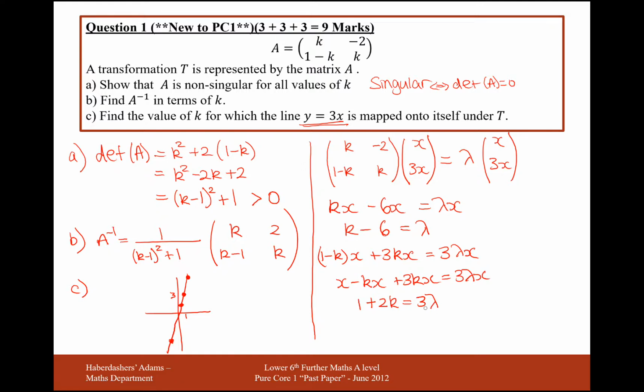So solving these equations, I know what my value of lambda is, so I'm going to substitute this value of lambda, k minus 6, into this equation here. So it's going to be 1 plus 2k equals 3 lots of k minus 6. Expanding the brackets and taking over to one side, I'll get 3k here, so take away the 2k over to there, so I'll get k here, and I've got 1 here, I've got 18 here, so add 18 onto the side and I get 19. So 19 here is my value for k. 3 marks for that, 9 marks in total.